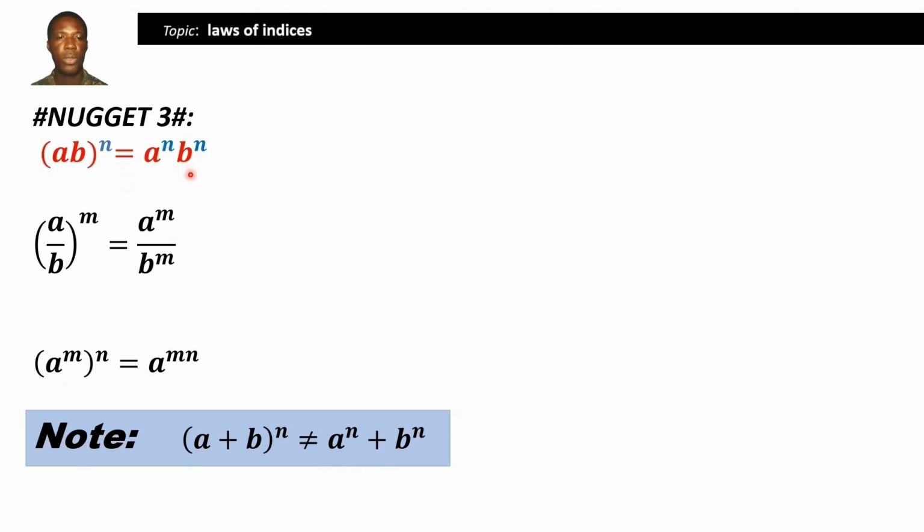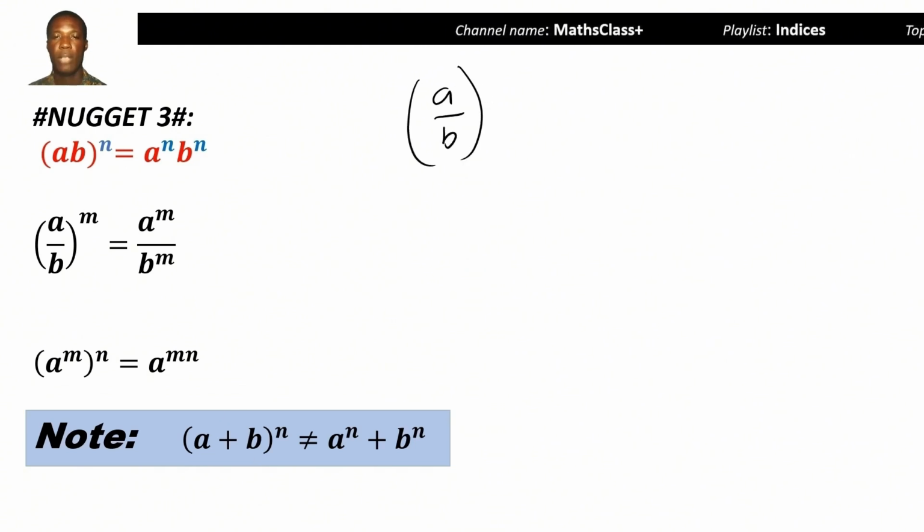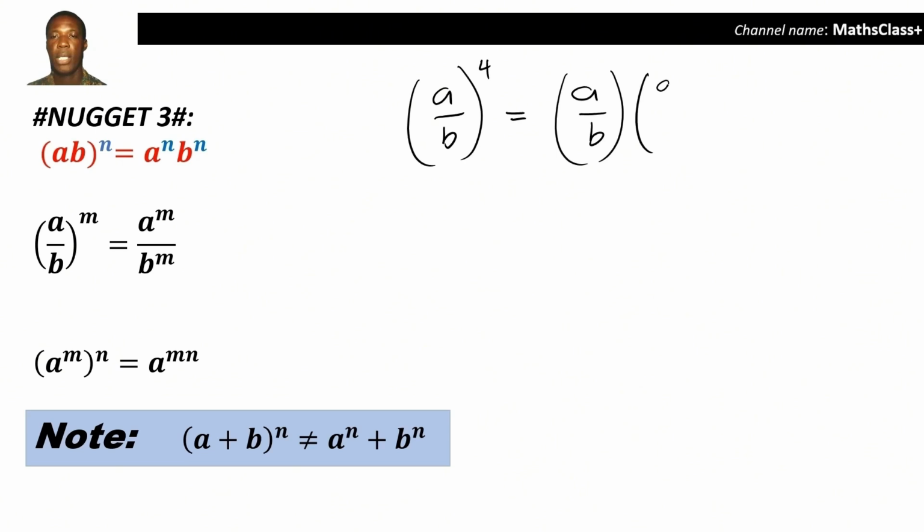Okay. Now let's also look at a situation where the base is a dividing number. What will happen? So let's take an example. If I have a dividing b and all are to the power 4, what I will get is a over b multiplying a over b multiplying a over b multiplying another a over b. So multiplying 4 times.